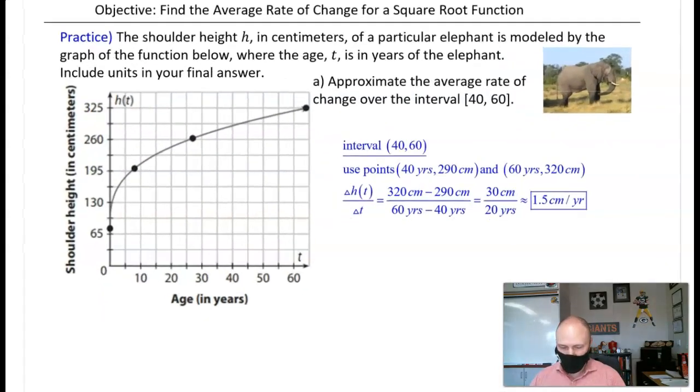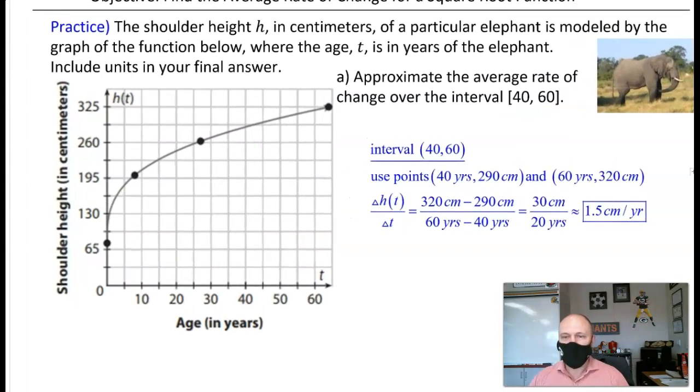Here is the solution. First, you had to find the points for 40 and 60 years. So 290, if you use that from our previous example, and then at 60 years, I went ahead and used 320. If you use 315, if you use 320, if you use 324, that's fine. You'll be close to 1.5 if you did your calculations correctly. So now that we have our points, we can plug them in: the difference in our y values, so 320 minus 290, divided by our x values. So 60 minus 40 is 20. And we get approximately 1.5 centimeters per year.